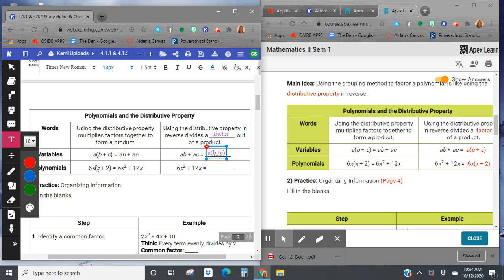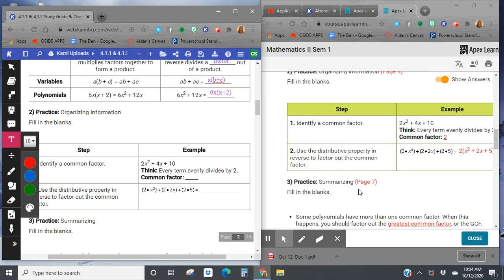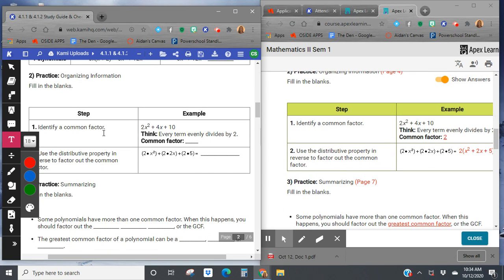Here, we notice that a 6x multiplies by x and 2, giving us this polynomial. Now we're going to be factoring out the 6x, leaving us with the binomial x plus 2. So it's the undoing of what we did last chapter. So identifying a common factor, we usually want you to think if every term divides evenly by something, then that's your common factor. So here, for example, what divides evenly into everything is a 2, so your common factor is a 2.